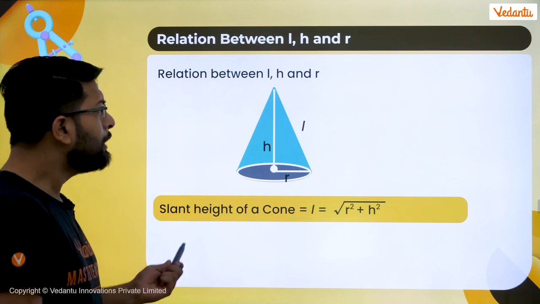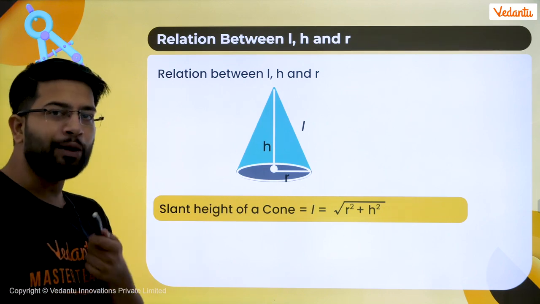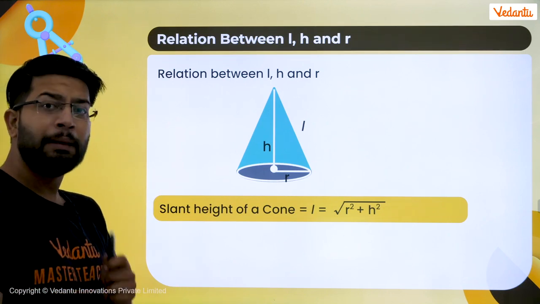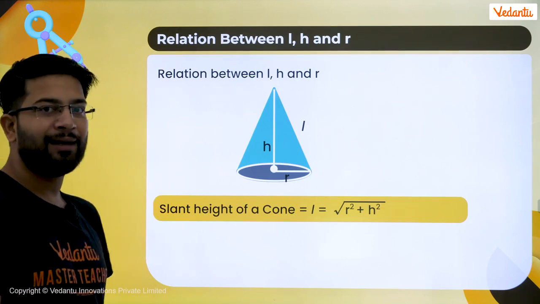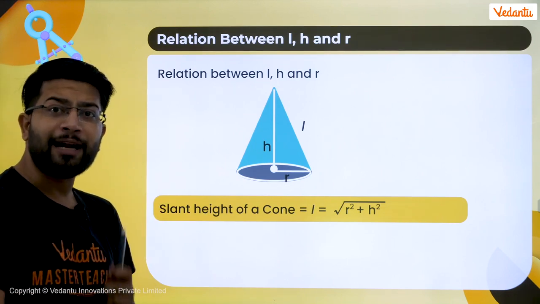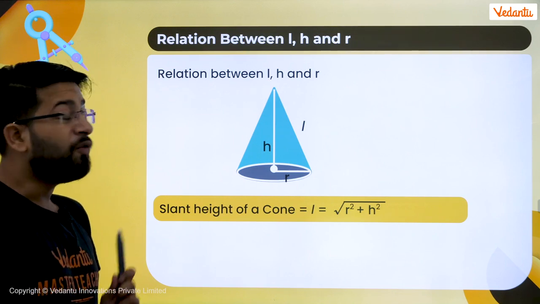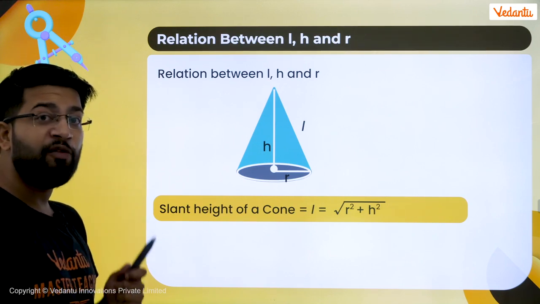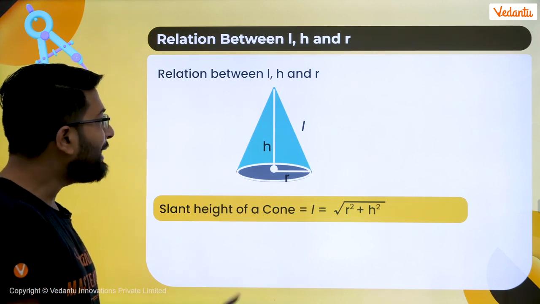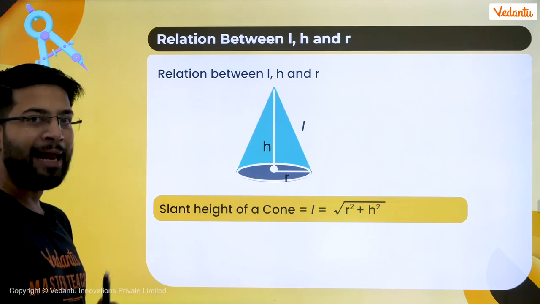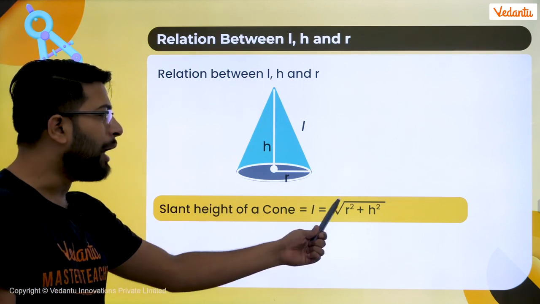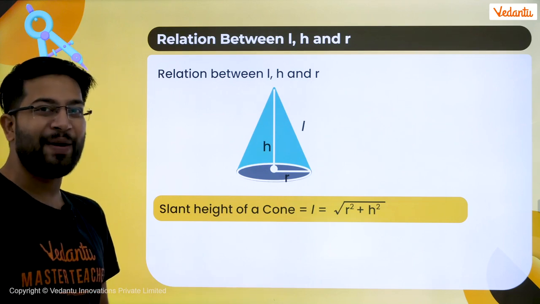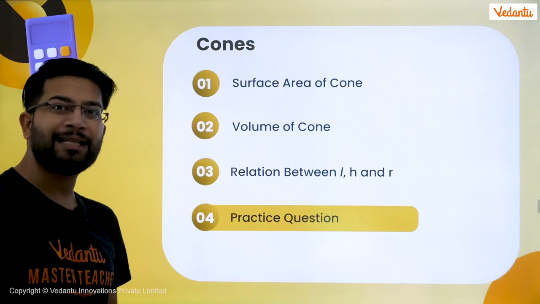So now, champ, let's see the relation between the slant height, the height and the radius of the cone. Let's say the cone is a right circular cone, meaning the angle between the height and the radius is 90 degrees, then we can apply the Pythagorean theorem, where the hypotenuse will be L, the slant height. That is why L square equals h square plus r square, and hence we can write L equals under root of r square plus h square. I hope that is clear to you.